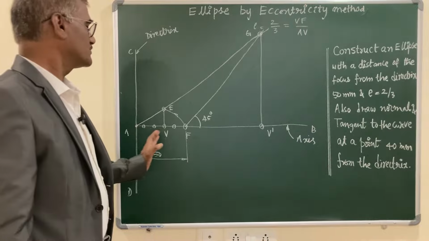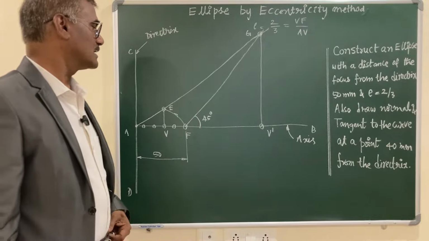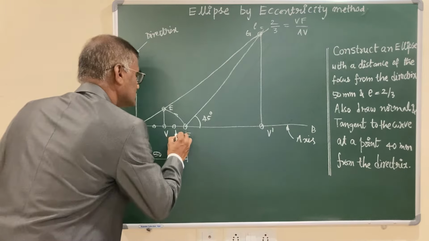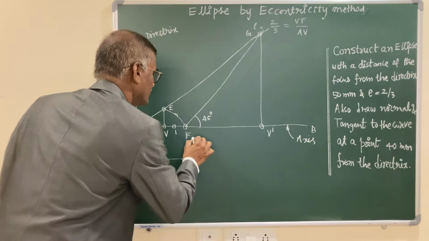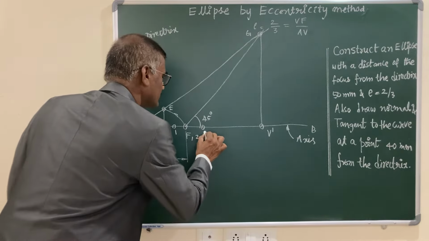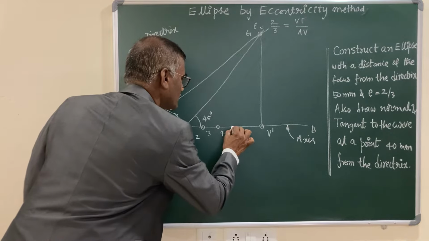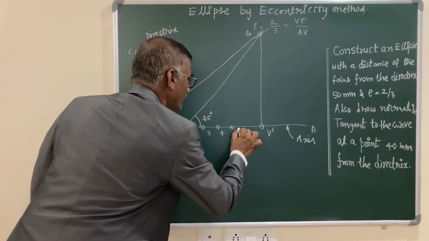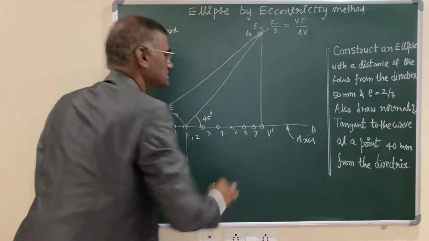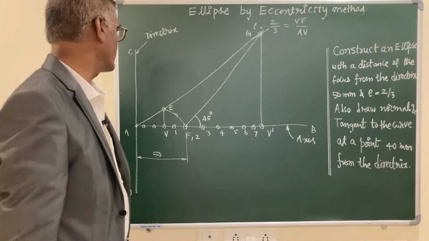Now, in between V and V prime, let us randomly select certain points. I am selecting, let us say, this is my 1, and F itself I am calling 2. So this is not necessarily equidistant. 3, you can select randomly, 4, 5, 6, 7. Preferably it is 8. Now I have taken 7 points.